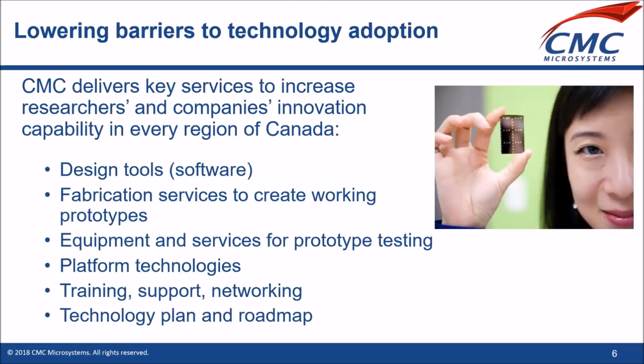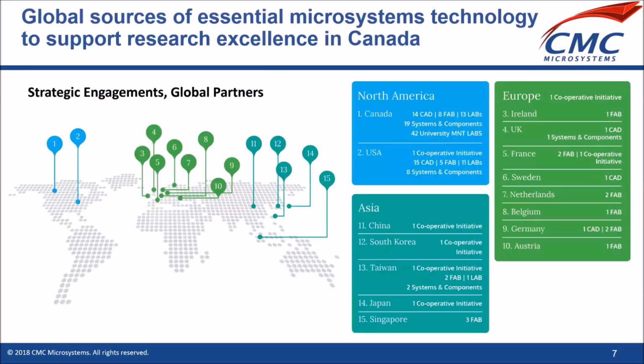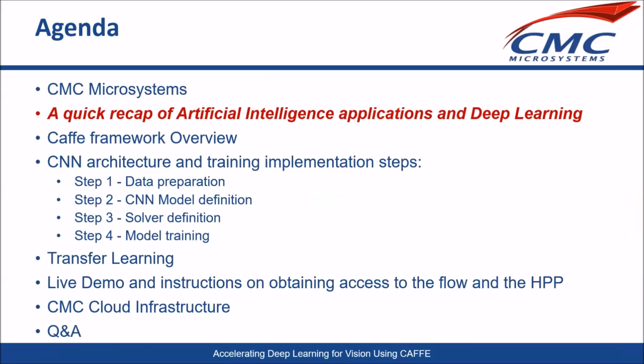Basically, CMC delivers key services to increase researchers' and companies' innovation, and these are the main elements: design tools, including software, fabrication services to create working prototypes, equipment and services for prototyping and testing, platform technologies, training, and technology plan and roadmap. The global sources of essential microsystem technology to support researchers. So these are the strategic engagement and global partners in North America, Asia, and Europe. And here are some statistics about these global partners.